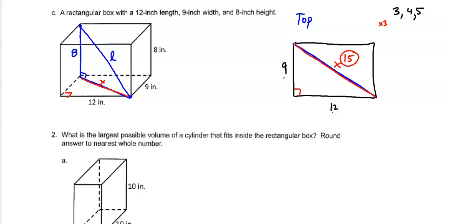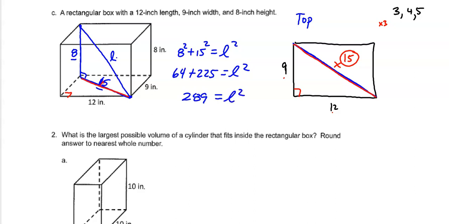So then when I come over here and look at the blue triangle, I now know that this is a 15. So we have 8, 15, and then L. So 8 squared plus 15 squared equals L squared. And this is actually another triple that I'm familiar with, but I'll just work it out. 64 plus 225 is L squared. So that's 289 is L squared. And take the square root of both sides. And this one comes out to be 17 is the final answer.